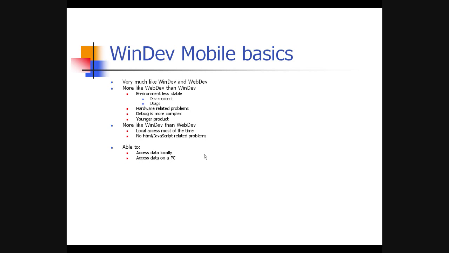It's also able to access data on a PC. WinDev Mobile has ODBC, OLEDB access. So as long as you have a connection to a PC, well, you can access a database that's on the PC. There's no problem there. Of course, you need a network connection of some kind, which can be Wi-Fi, for example.